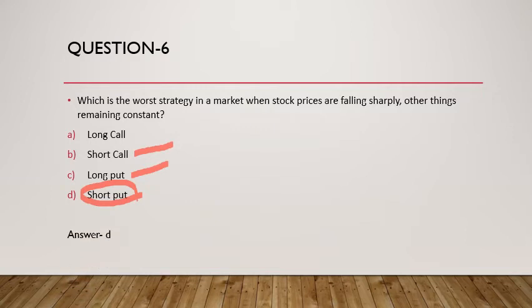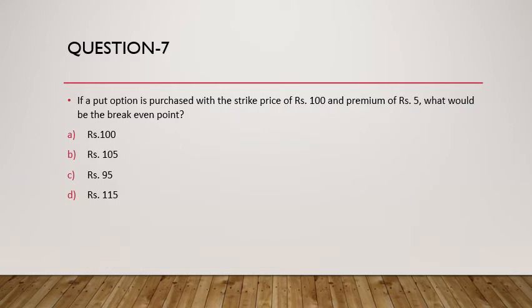The question number 7 is about the break-even points. So if a put option is purchased with the strike price of 100 and the premium is 5, what would be the break-even point? That is the question here. So break-even point is a point of no profit, no loss. For a put option, this break-even point will again be identified with the help of a formula. And the answer here would be 95, because for a put option buyer to make money, he must recover all the premium, and to recover the premium the price must fall below 95.